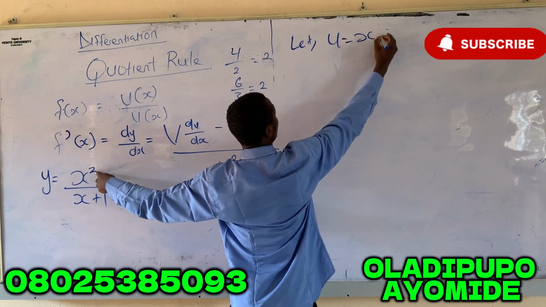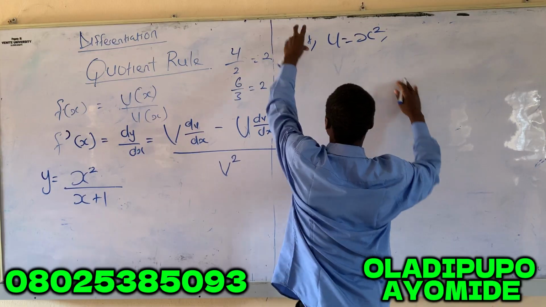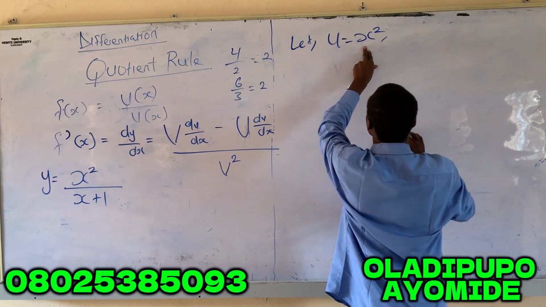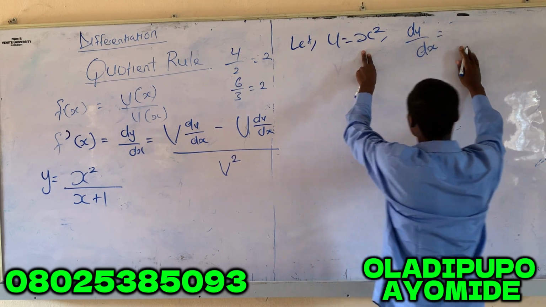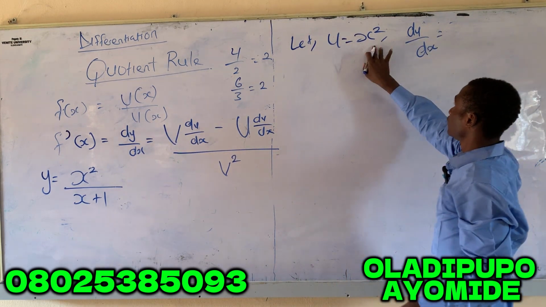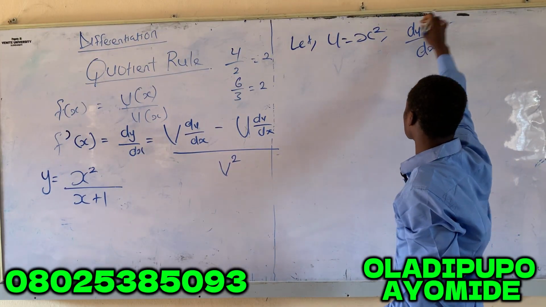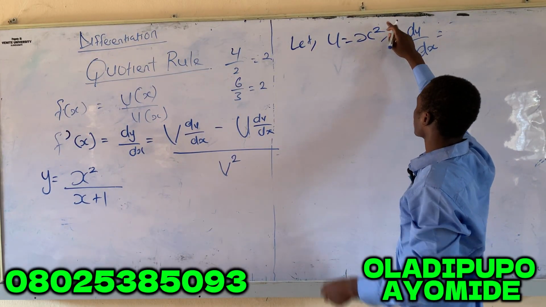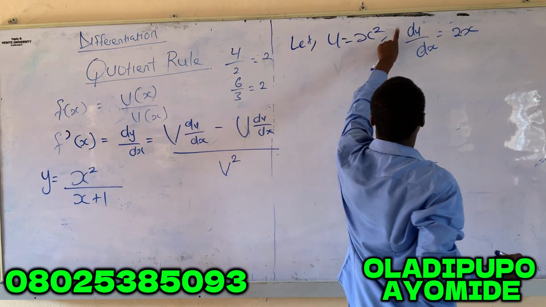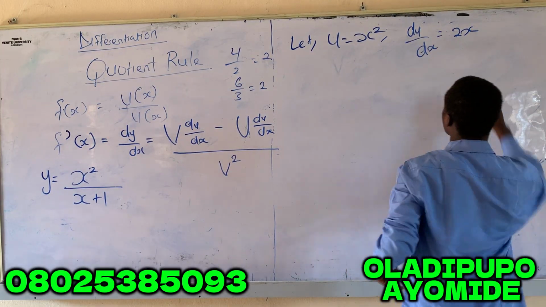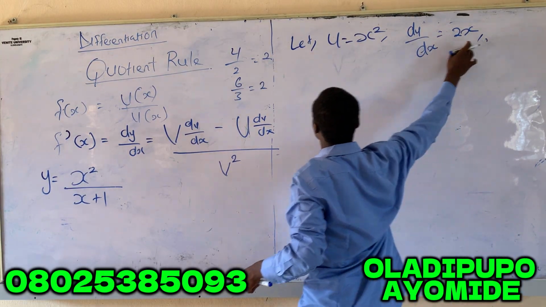And then if I differentiate u with respect to x, this becomes du over dx, which is equal to, this 2 times x becomes 2x, 2 minus 1 is 1. So this is du over dx.